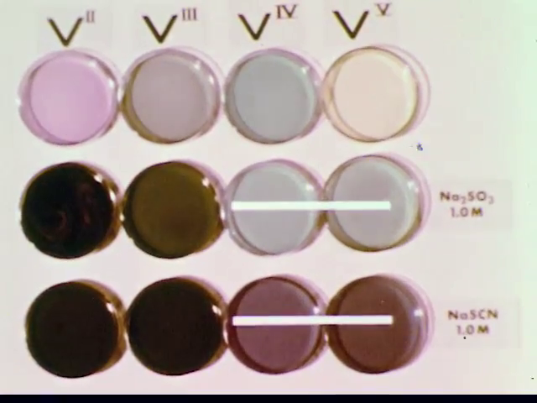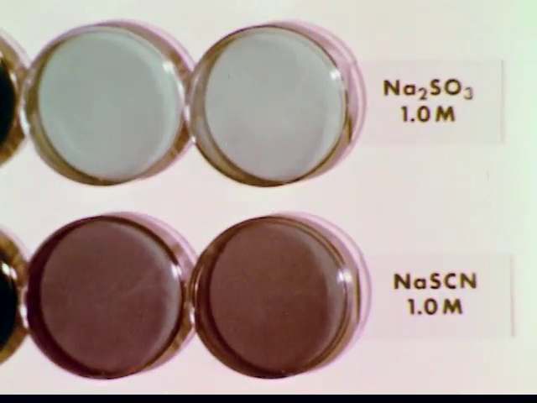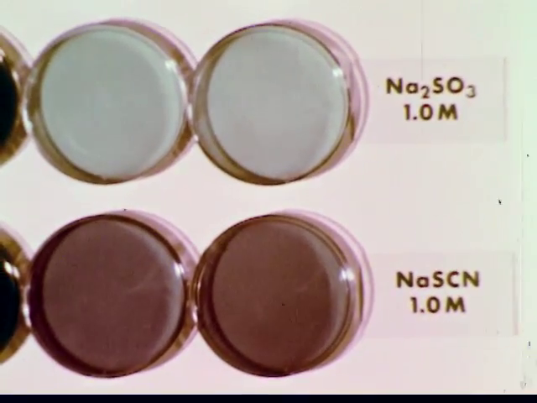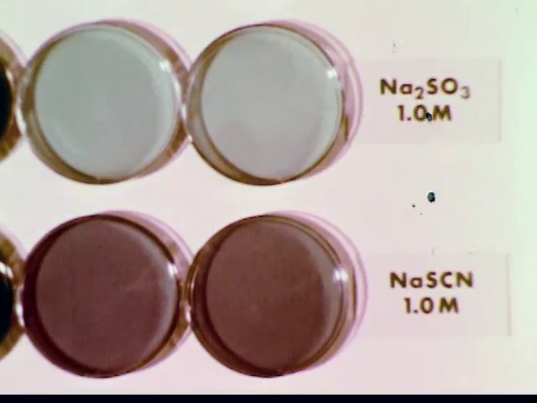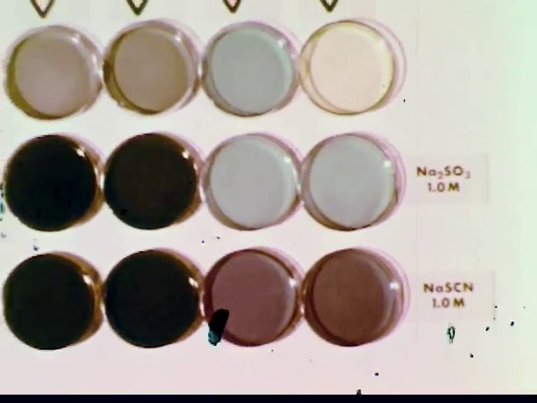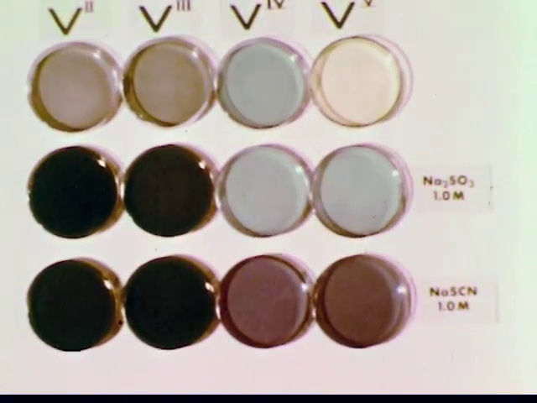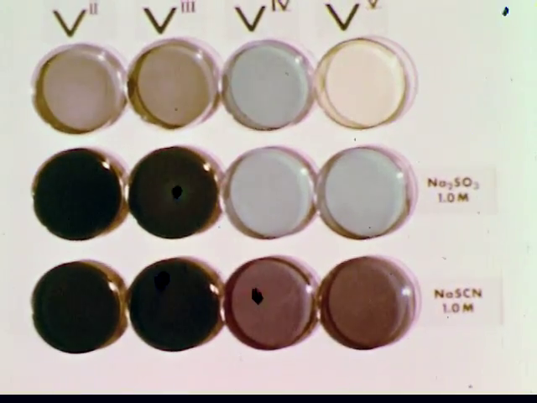But note the vanadium-4 and the vanadium-5 in each of the lower two rows are very similar. This similarity is because the vanadium-5 has been reduced to vanadium-4, followed by complexing in each case. The formation of complexes is characteristic of transition elements like vanadium.